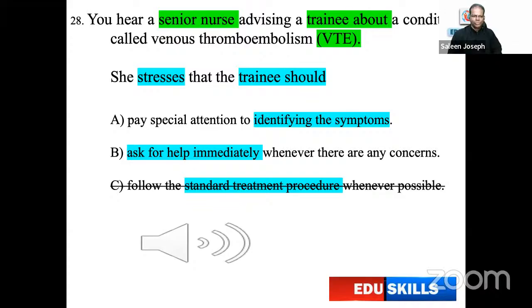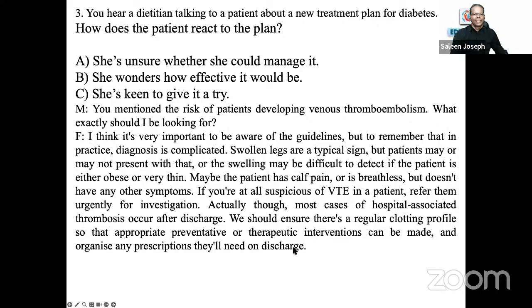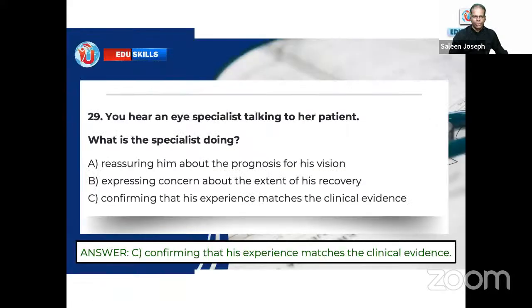Any idea? Option B, somebody says B. So everybody knows it's B. Cool. Let's check. Ask for help immediately. The synonym used for immediately is urgently in the text.